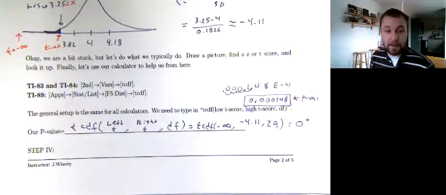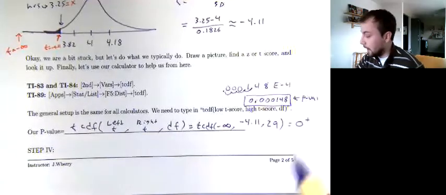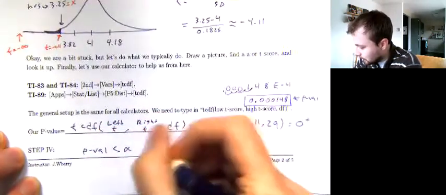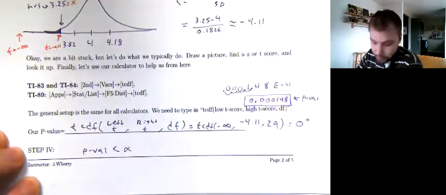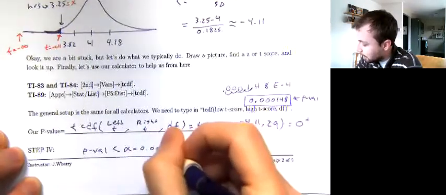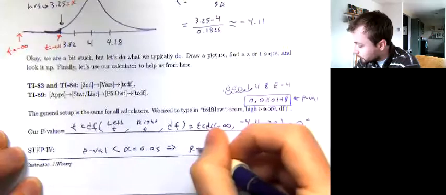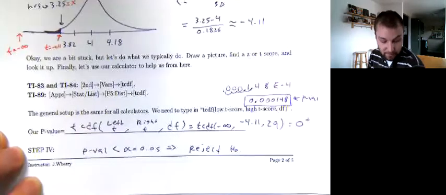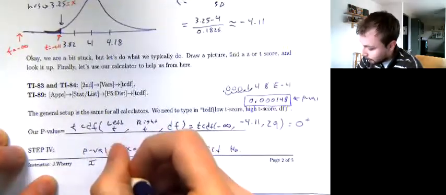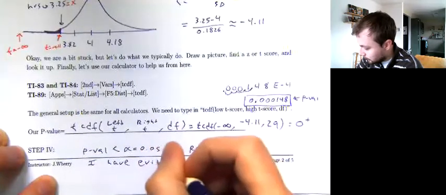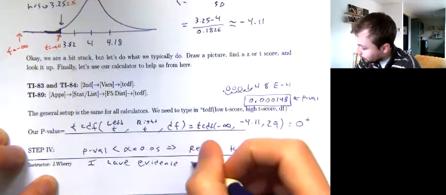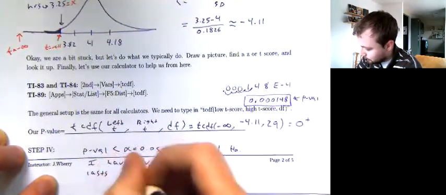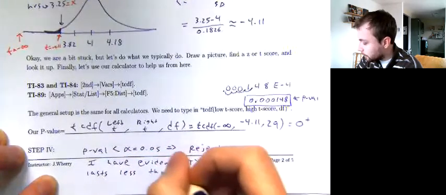I'm okay to do the final step of this thing already, because if I have a low p-value like this, pretty much smaller than any alpha you could reasonably choose, but let's use an alpha level of 5%. If my p-value is low, the null must go, so I would reject the null hypothesis. If I'm rejecting the null hypothesis, I must have evidence of the alternative. So I have evidence that Tylenol lasts less than 4 hours.